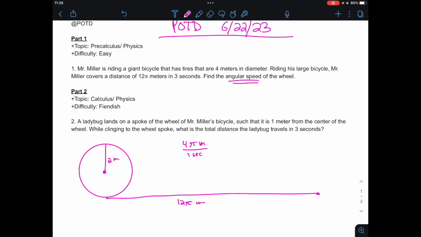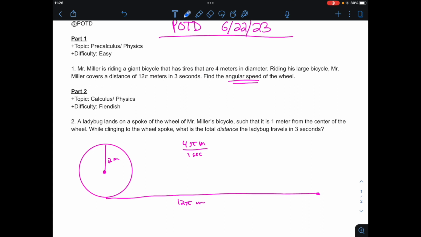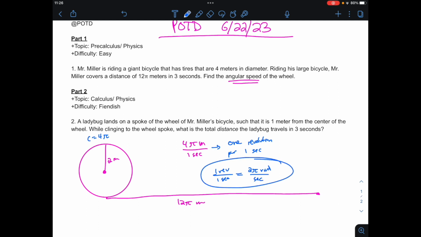That means in 1 second, we will cover 4 pi meters per 1 second. Since the wheel is rolling, we are wrapping the circumference, so I would want to know the circumference. Given that the circumference is 2 times pi times the radius, the circumference is 4 pi. So if I'm going 4 pi meters in 1 second, that is 1 circumference per second. So that means I'm doing 1 revolution per 1 second, or it might be helpful to think about it in radians as 2 pi radians per second. So this is my answer to number 1.